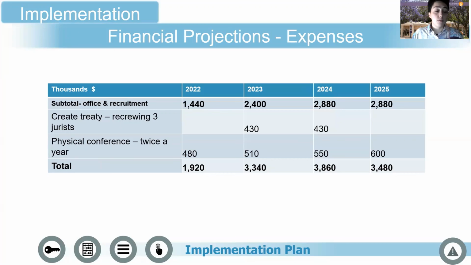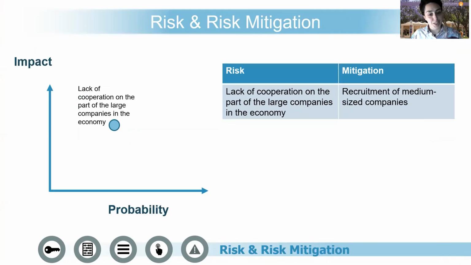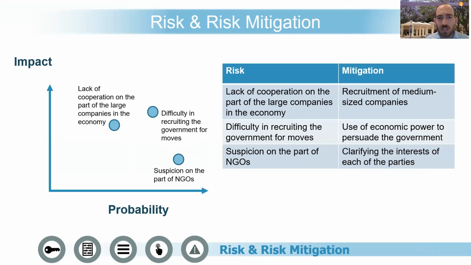Now I would like to call back Elad to talk about the risks and mitigations. To show you some potential risks, especially the lack of growth in the economy and difficulties in recruiting the government for the moves. If that happens, you may begin with recruitment of medium-sized companies and use your economic power to persuade the governments to operate with you. And the last risk that we advise you to look at is suspicion on the side of the NGOs, so just clarify the interest each player has in this program.